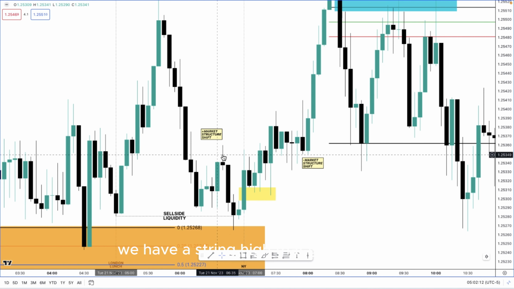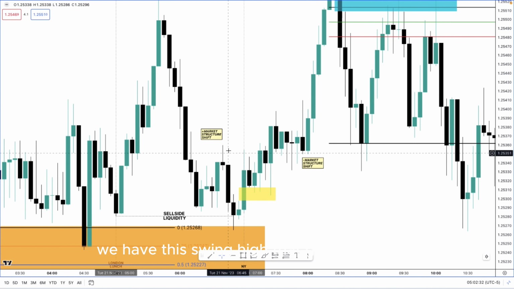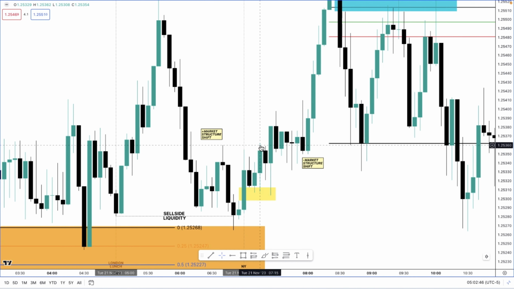We have a swing high that gets formed right before 7 a.m. 7 a.m. would indicate the algorithm changing from London to New York servers, right? Think about it like that. So prior to 7 a.m., we have this swing high that gets formed there, prior to sell side liquidity being taken out. The high of this swing high gets taken out right there using this candle. Remember, for a market structure shift, it doesn't need to close above. So it gets taken out right there.